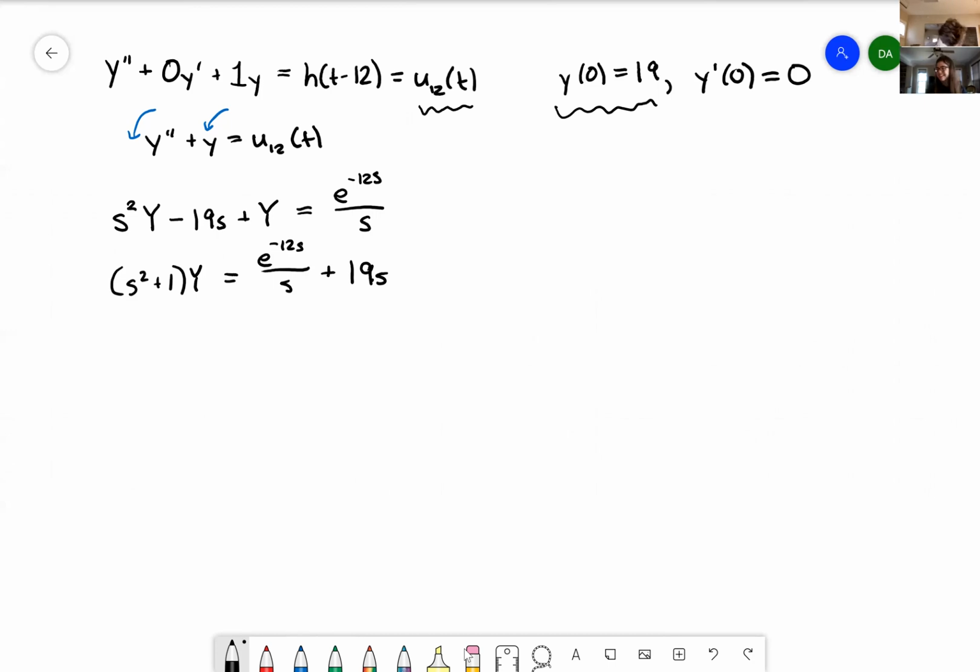Okay, so y is equal to e to the minus 12s over s times s squared plus 1.